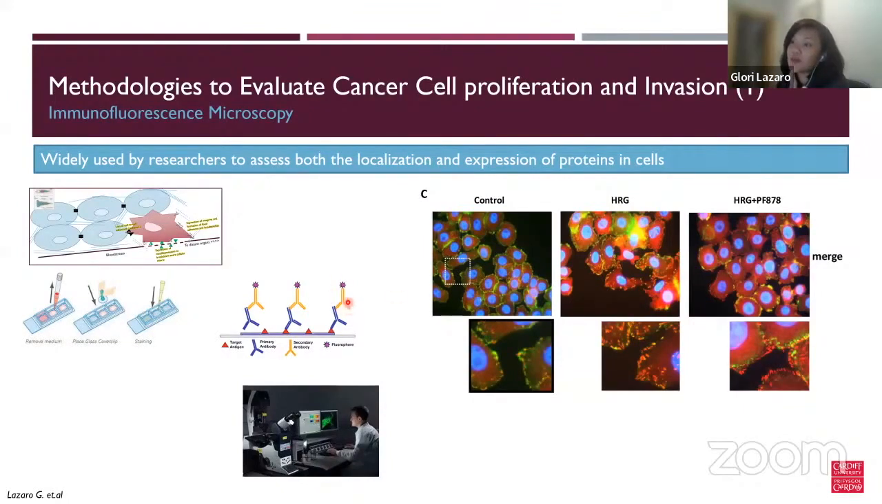So you use different antibodies na may different fluorophores. So let's say this one is for the green color, and then the other one is for the red. So different proteins. And again, same thing here.